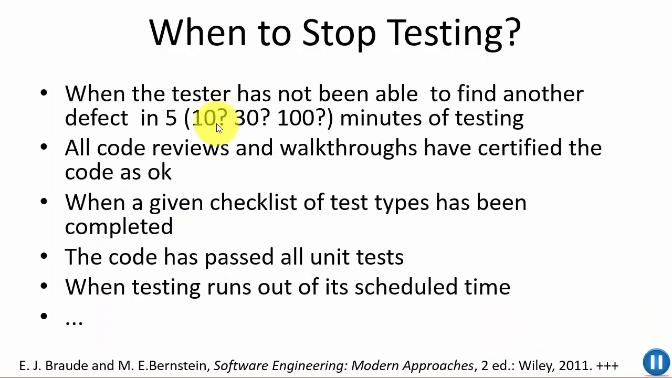So it's important to set some criteria for when we should stop testing. Typically we could make some of these criteria. So when the tester has not been able to find another bug or defect in, let's say, 5, 10, 30 or 100 minutes of testing, then you should stop testing.